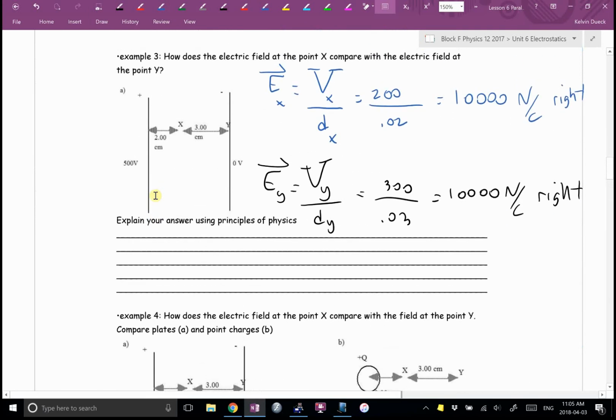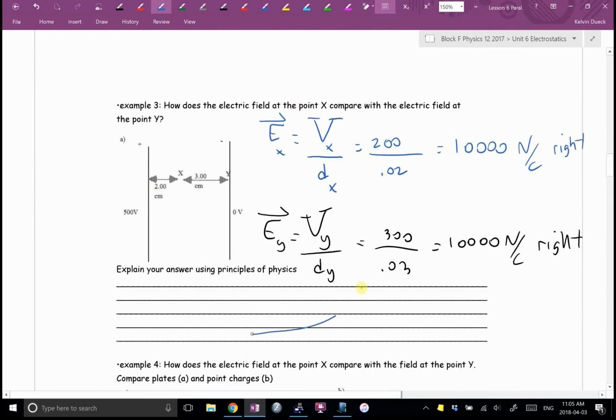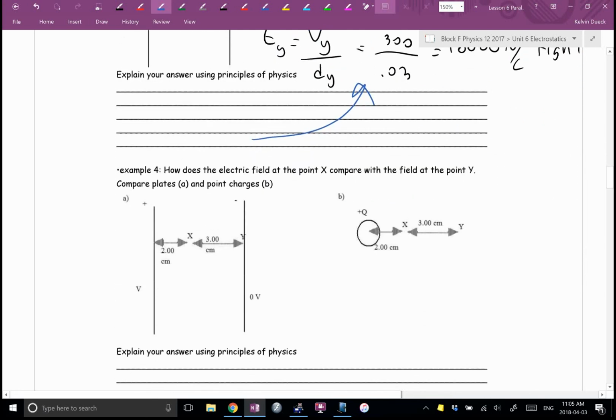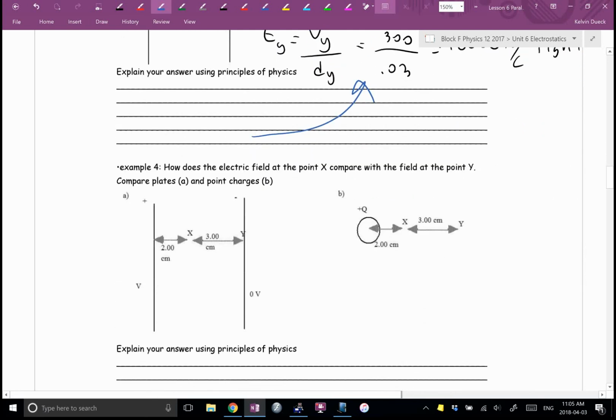It says, explain your answer using principles of physics. Well, Bean, I think we proved it, so I'm good with that. So it says, how does the electric field at point X compare with the electric field at point Y? We already figured out that for situation A, the electric field at X equals the electric field at Y, which means the electric field is constant. Mobeen and Josh and I just proved that.